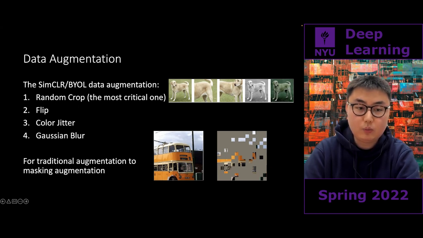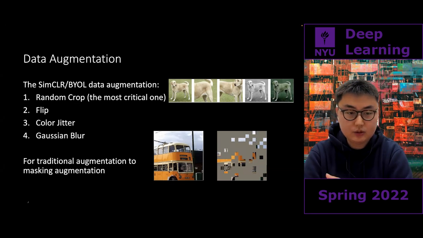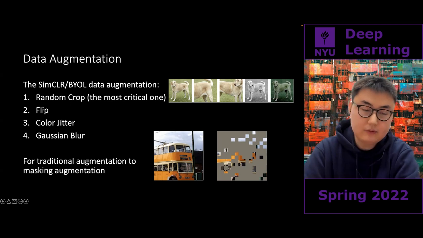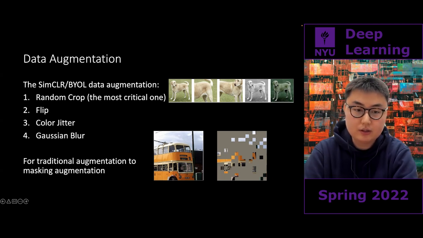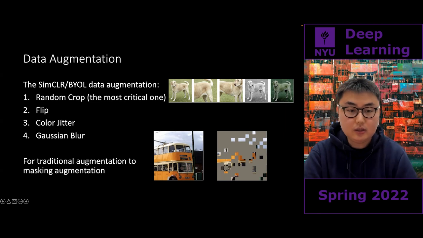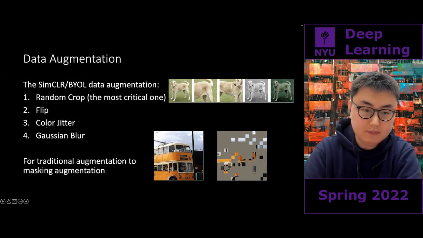So why the random crop is the most critical one, we're not quite sure, but there's at least some understanding about it, because maybe the random crop is the only way to change the spatial information about the images. All the others, maybe flip can do it, but the flip is really weak. Color jitter or Gaussian blur is more like changing the channels of a representation.